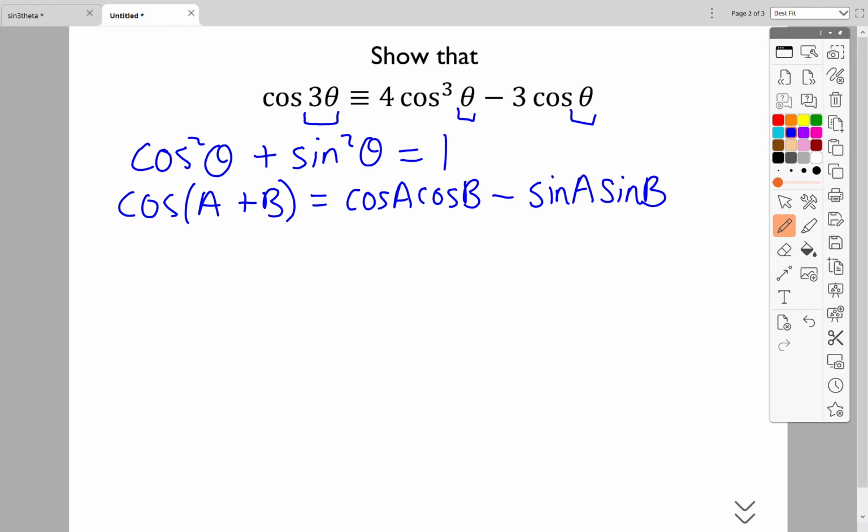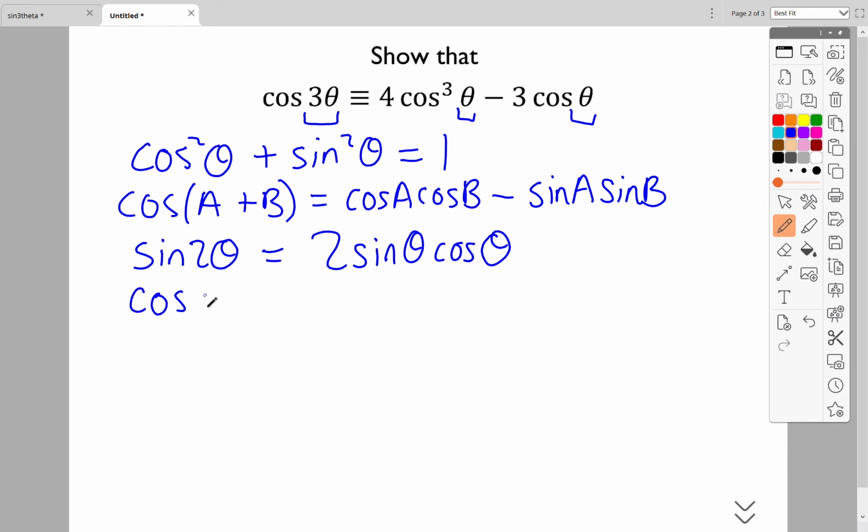We're also going to require some double angles. Now there's only one option for sine 2 theta, which is this nice one, 2 sine theta cos theta. And we're going to require a double angle for cos.